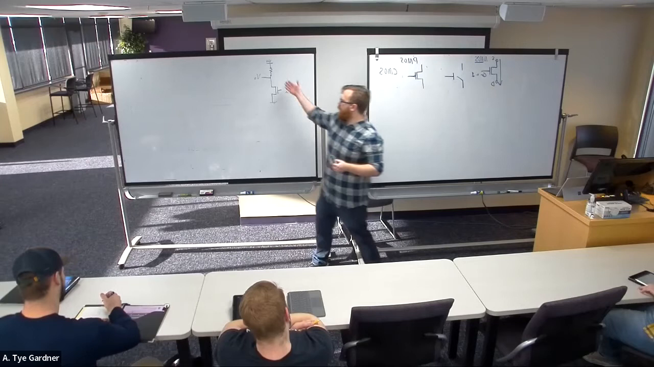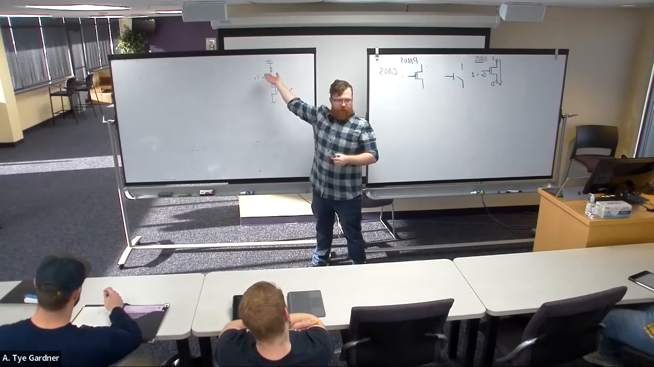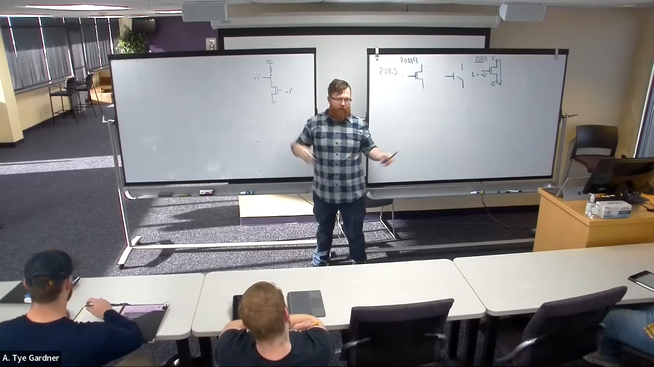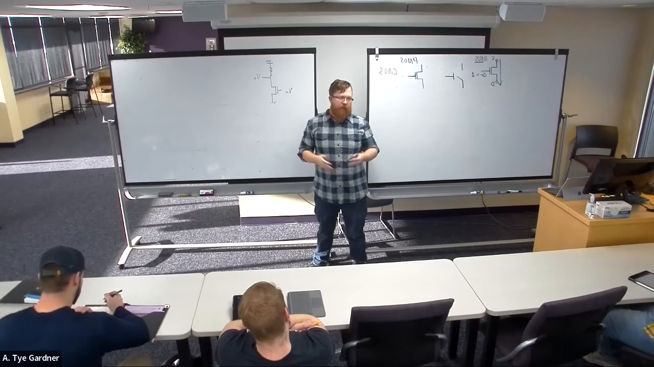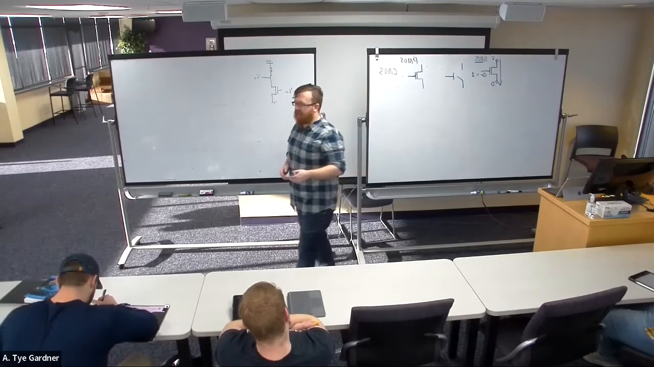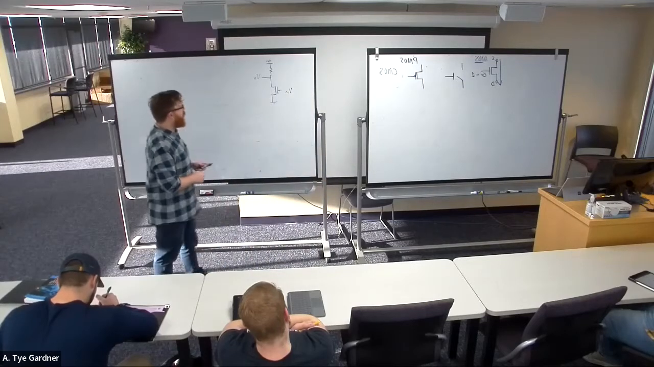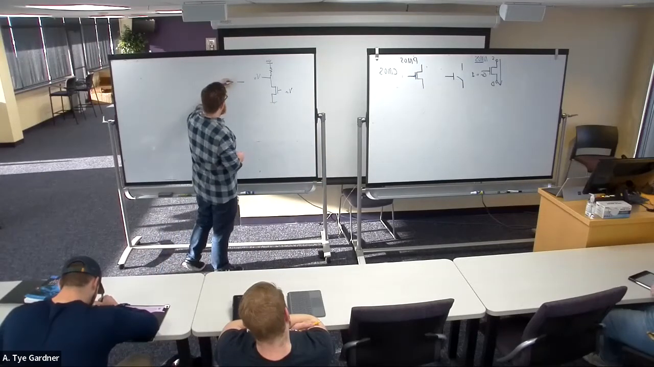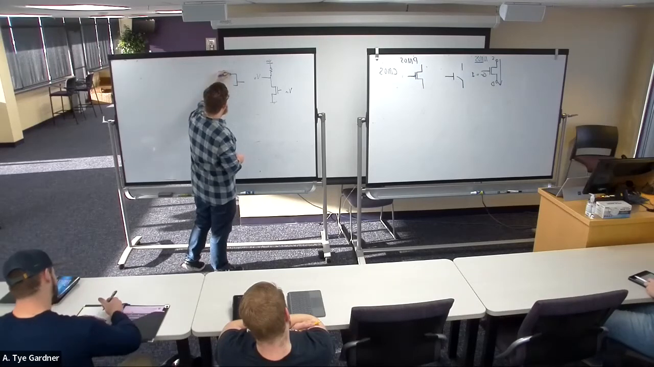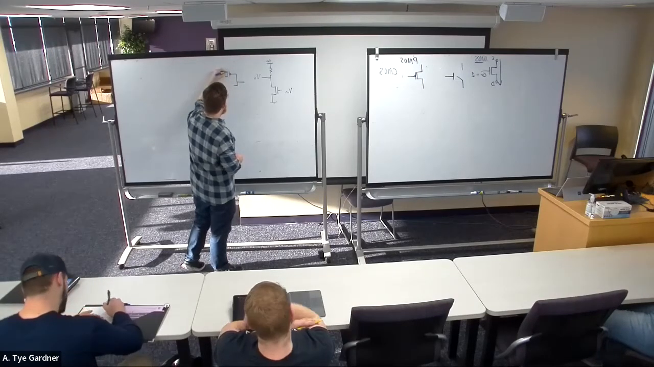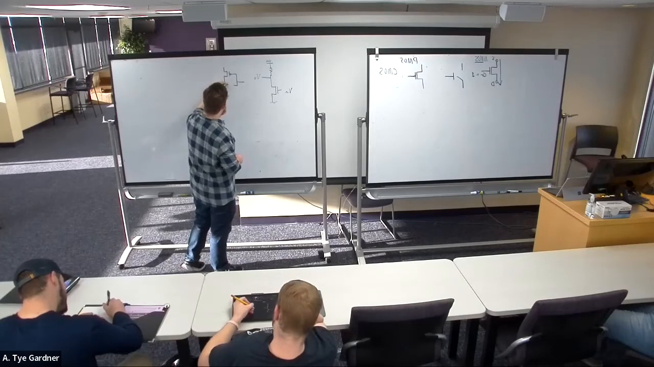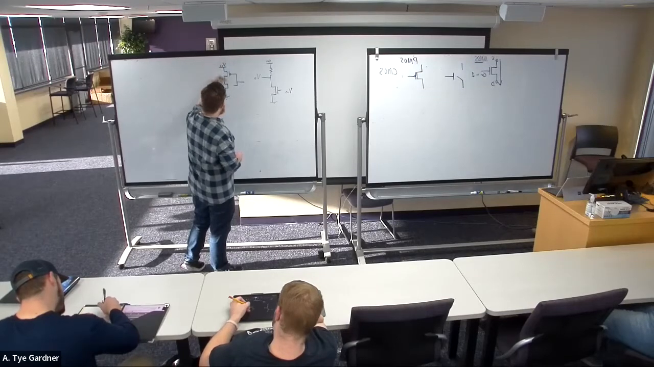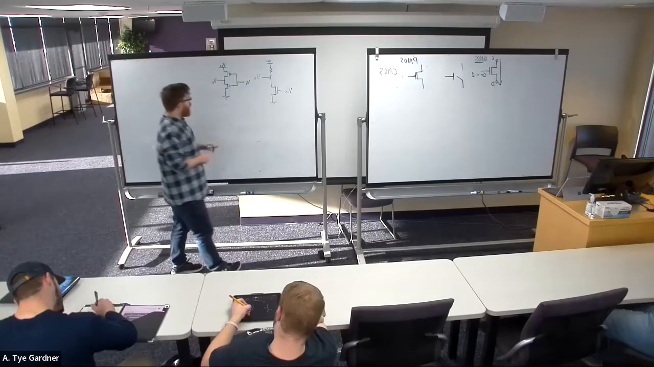But I already said this resistor works, right? But the resistor is big. Resistors are big compared to MOS devices. It's not ideal. So we're going to take advantage of the PMOS complement situation and build this circuit.